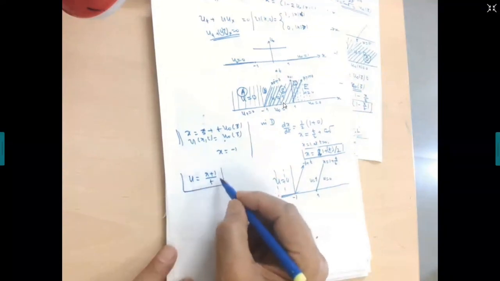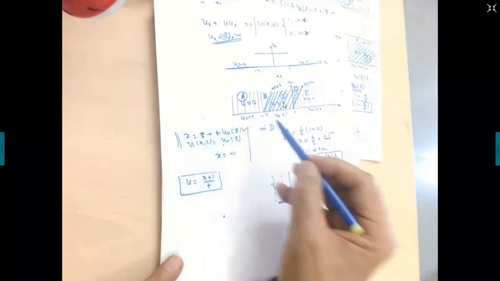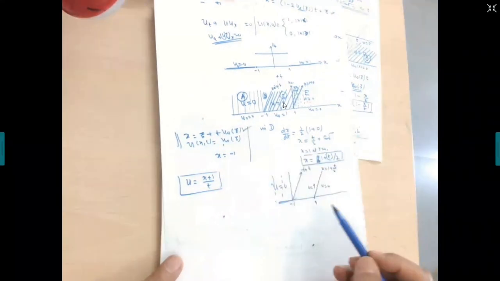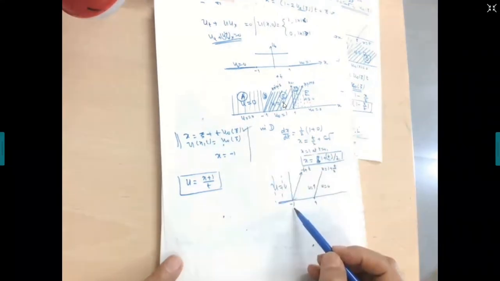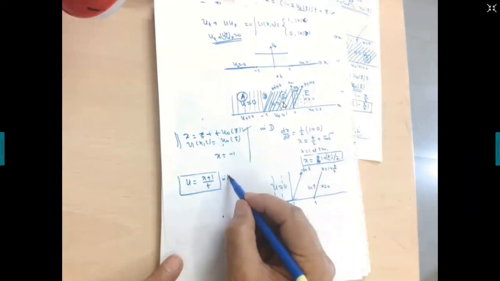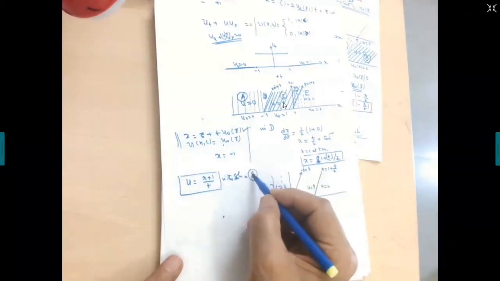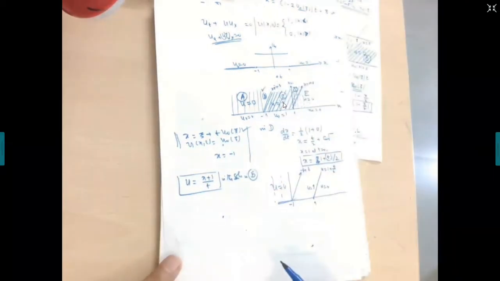Absolutely right. Where did this come from? It comes from here only, right? By putting z equal to -1, so (x plus 1) upon t. This is the solution in this region, the solution in region B.